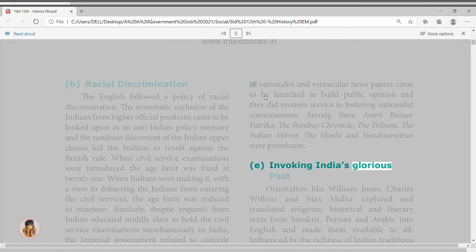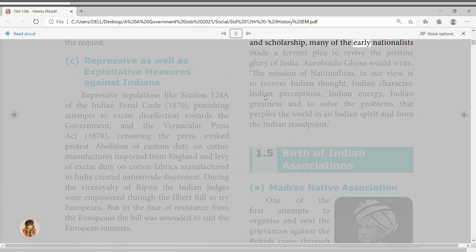Invoking India's glorious past, Orientalists like William Jones, Charles Wilkins and Max Muller explored and translated religious, historical and literary texts from Sanskrit, Persian and Arabic into English and made them available to all. Influenced by the richness of Indian traditions and scholarship, many of the early nationalists made a fervent plea to revive the pristine glory of India.